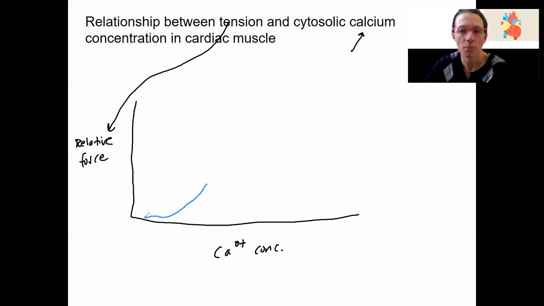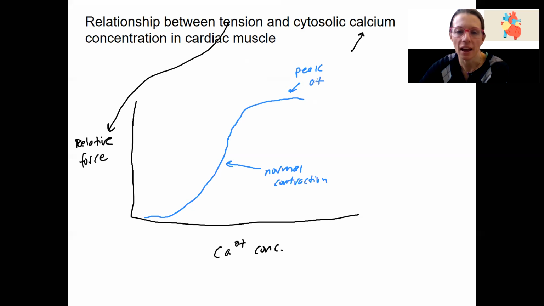It's going to go up, force is going to go up as the concentration increases, as calcium is released primarily from the sarcoplasmic reticulum. This might be kind of our normal contraction, a typical heartbeat. But this is able to go up even higher. If we increase calcium concentration more, force can increase even more until we are going to max out at some point. So this might be the peak at the maximal contraction. So I want you to know the role of calcium in determining this contraction force.